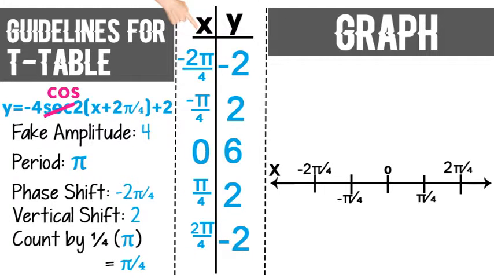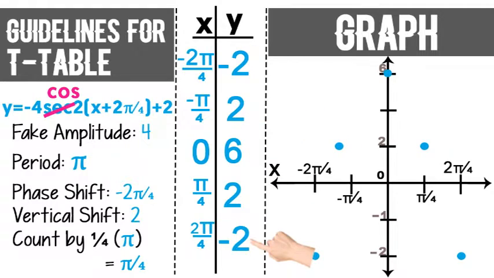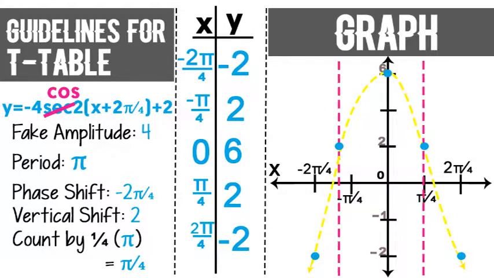Graph the x-axis and put the y-axis vertically to where 0 is. Plot the points and connect the dots. The yellow broken line is the cosine function, the pink broken lines are the asymptotes, and the blue ones are our secant function graph.